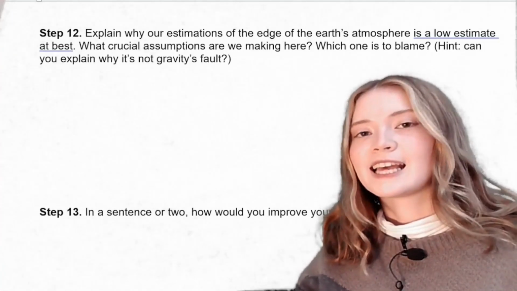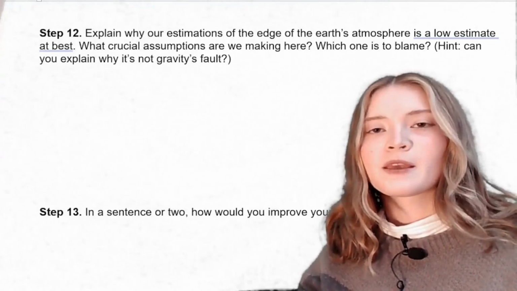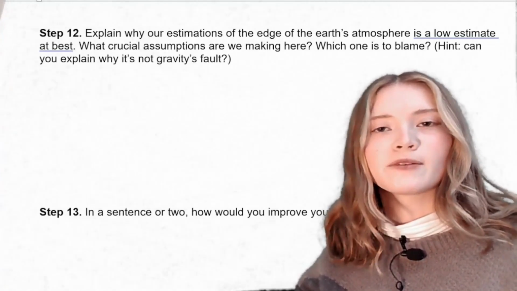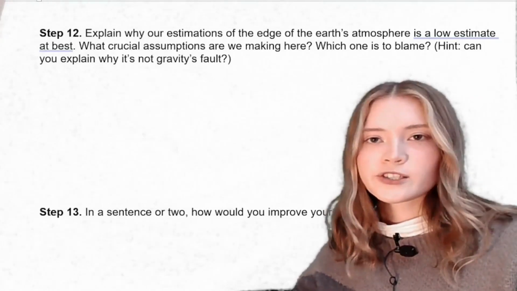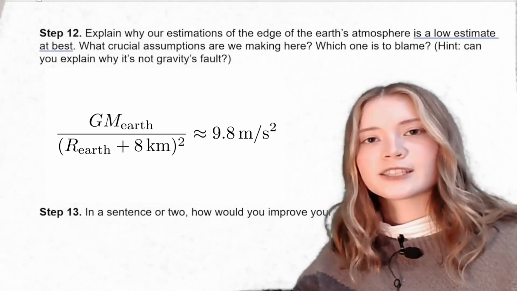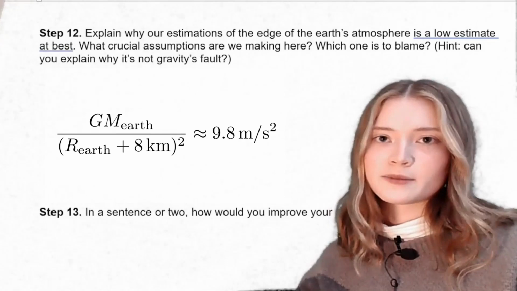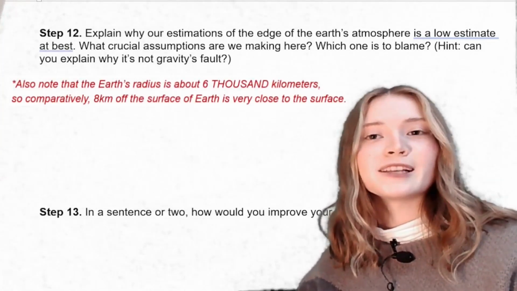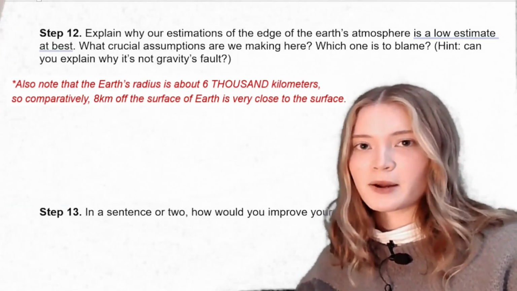So you might be inclined to think that our assumption about gravity is what's at fault for our low estimate, because we know that as we get further away from the Earth, the gravitational acceleration is going to decrease. But actually, at only 8 kilometers off the surface of Earth, the difference in the gravitational acceleration is going to be pretty negligible and not have a huge impact on our estimate. And for context, there are actually places on Earth that are about 8 kilometers above sea level, like Mount Everest.